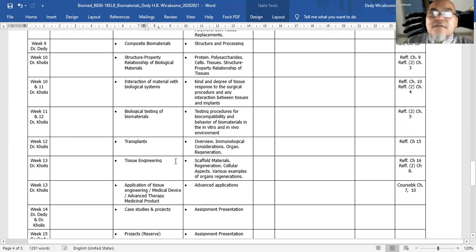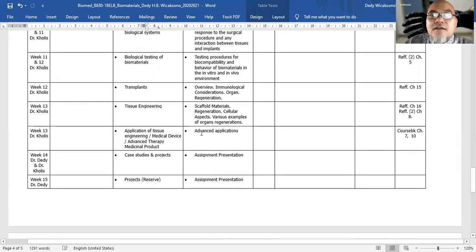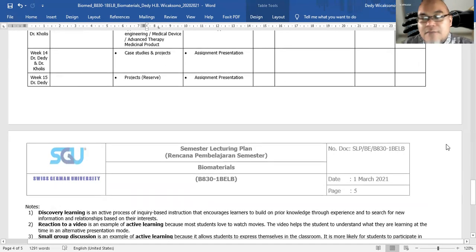Then tissue engineering. So in tissue engineering, we grow the tissue. I think this is the one that will be presented by the Japanese professor this Friday. Scaffold materials, regeneration, cellular aspect, various examples of organ regeneration. Application of tissue engineering, the advanced application. Then week 14, you will present your project, or week 14 or week 15, depending on the situation.